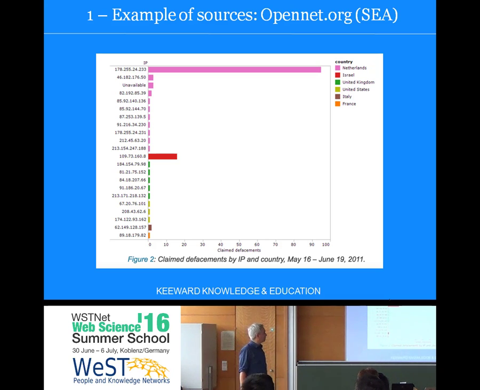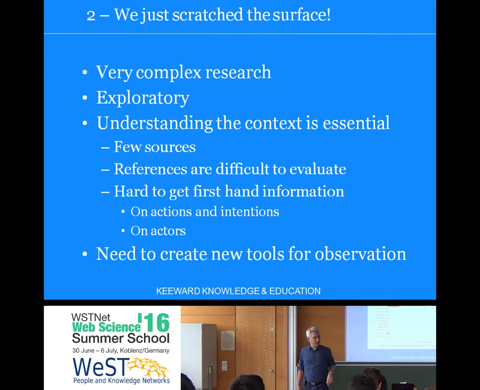This is also the kind of information that we got by IP address. This is opennet.org, which gives you access to the data sets, and this is for the Syrian Electronic Army. We found out that during May-June 2011, the Netherlands was mainly the target of the Syrian Electronic Army, including Israel also. Israeli websites are targeted, and some other countries like Italy, France and the United Kingdom. So you see all those IP addresses you can find.